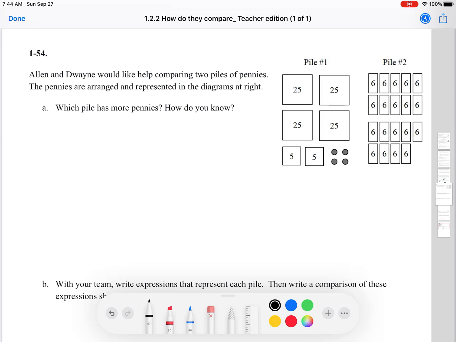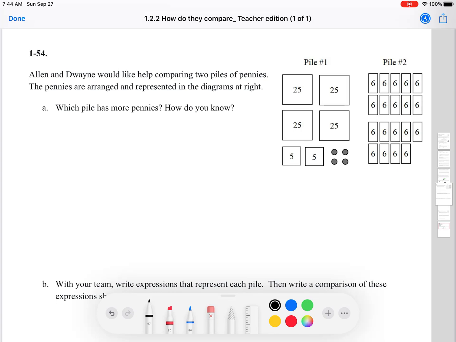Okay, and now let's move here to 154 with Alan and Dwayne. They would like help comparing 2 piles of pennies. The pennies are arranged and represented in the diagrams at the right. Which pile has more pennies, and how do you know? Right. So what we could do is figure out just how many pennies each of them has.